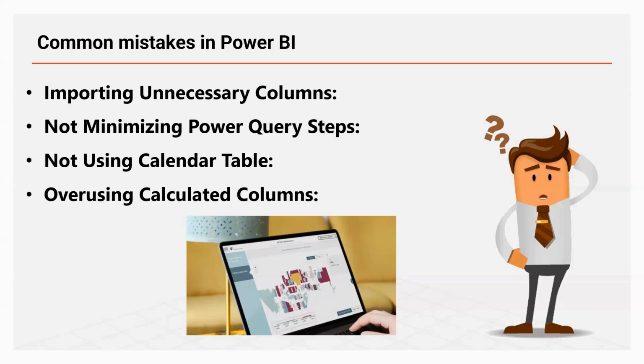Second is not minimizing Power Query steps. Minimizing Power Query steps is most required because it will reduce the time you spend checking where you made mistakes. Third is not using a calendar table. And fourth is overusing calculated columns.